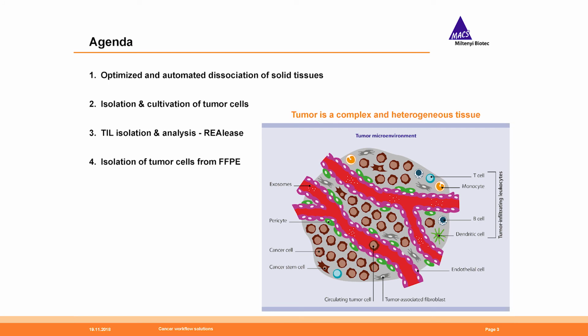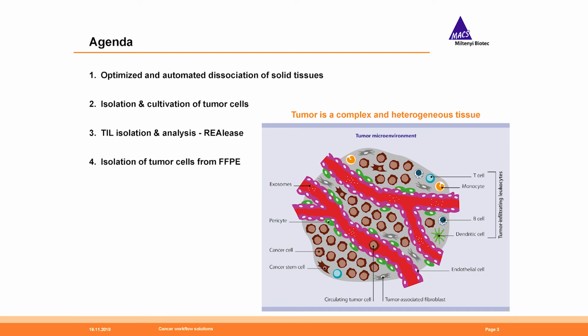Also then the TIL isolation analysis. Here we offer a new technology which is called the REAlease. So you're actually able to get rid of the labeling that you put onto the bead on your cells, so that afterwards you have a label-free cell again. And then we'll finally finish with the isolation of tumor cells from FFPE samples. So we're able to isolate them now into single-cell suspension and then actually sort for them.